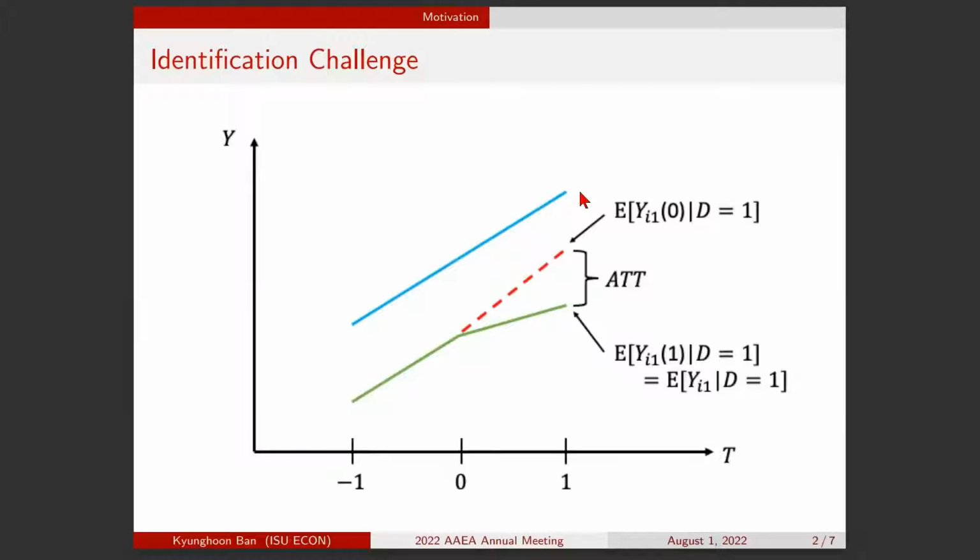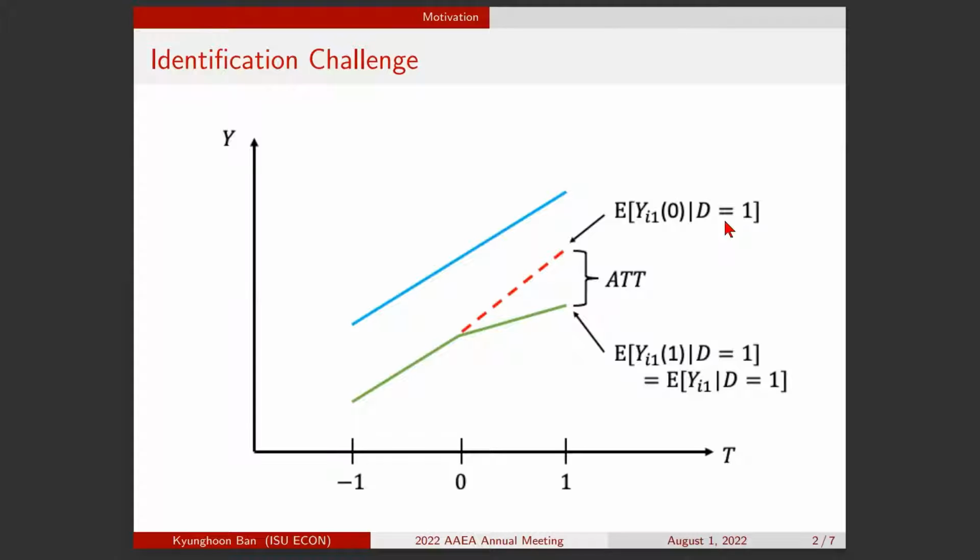Why is it not? In order to identify ATT correctly, we need to know, if there was no treatment on the treated group, how the outcome variable would have evolved in period one. That's represented in this potential outcome model notation. Here we have parenthesis 0, which means what this outcome variable would be if they are not treated, even though they are in the treatment group. If we can observe this quantity, we can get ATT correctly. However, the problem is that the data set does not provide this hypothetical quantity, because the treatment group is already treated in period one. That means ATT is never observed directly.